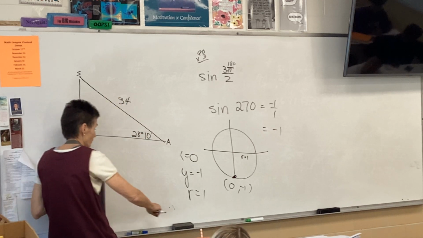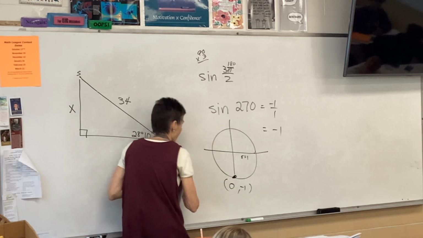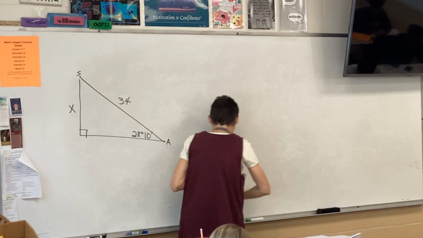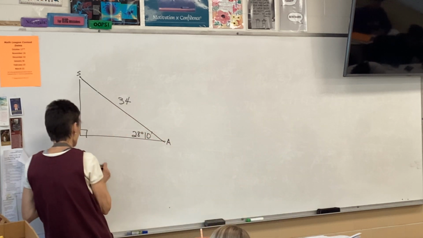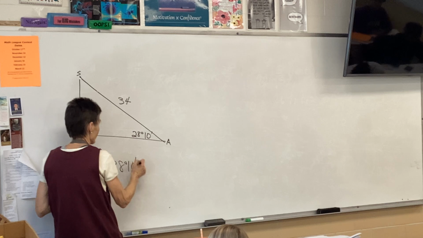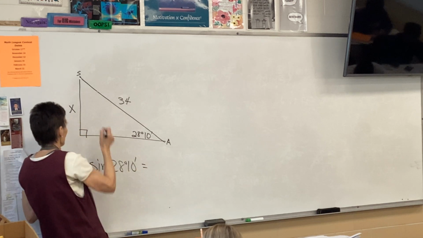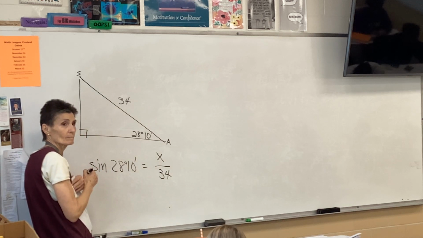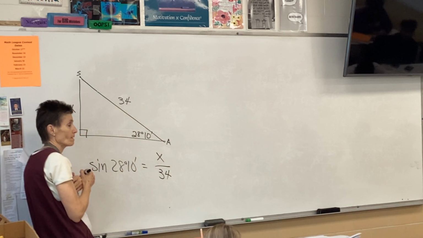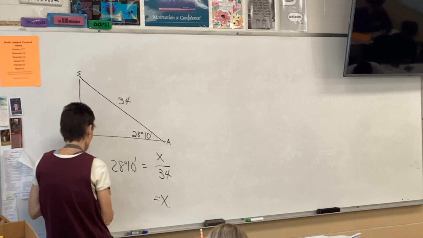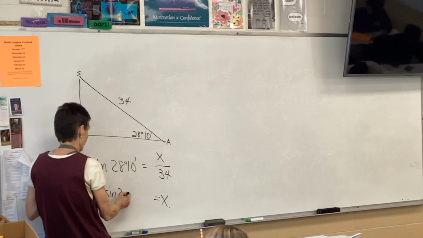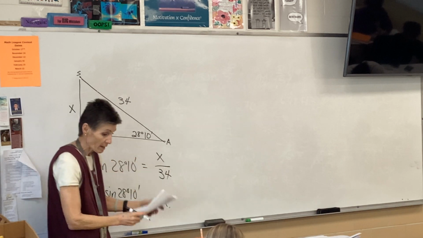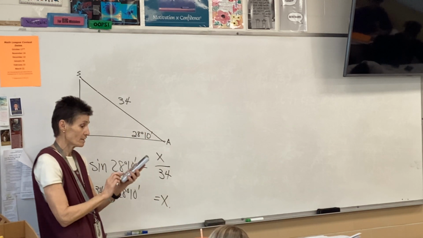I need an equation. Sine, cosine, or tangent. Sine. So always sine angle, so sine 28 degrees 10 minutes equals opposite over hypotenuse. So I'll times by 34. And I'm done, except for typing it in. So we gotta remember how to do this.